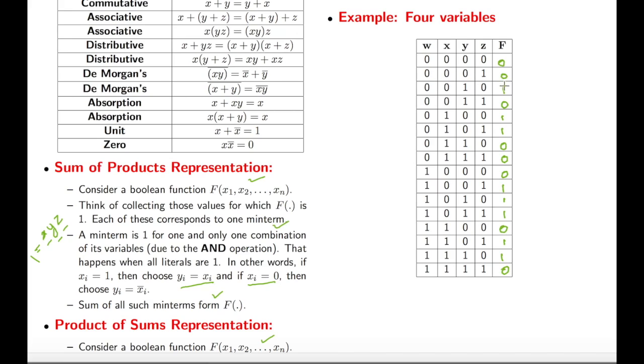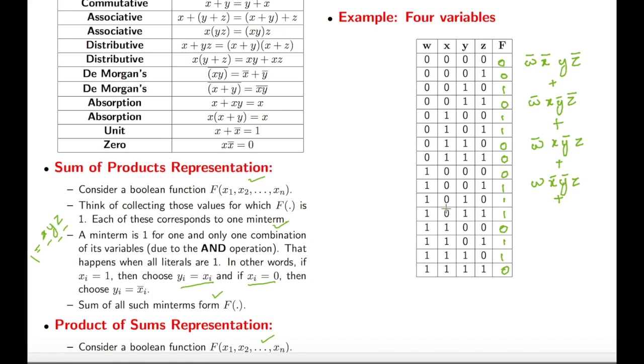Okay, so first the sum of products. First is this one, w bar, x bar, y, z bar. Plus this one, w bar, x, y bar, z bar. Plus this one, which is w bar, x, y bar, z. Then we have this one, which is w, x bar, y bar, z.